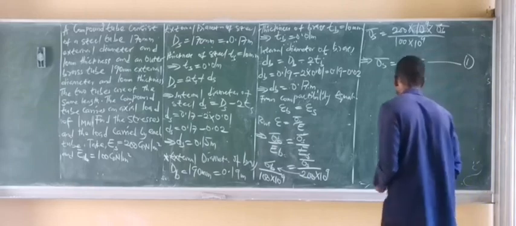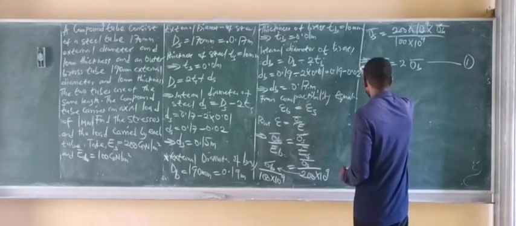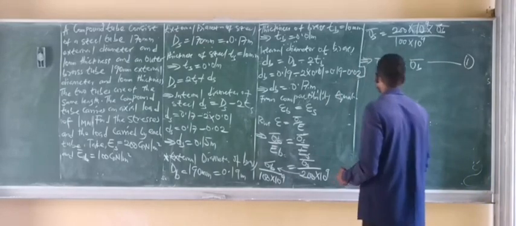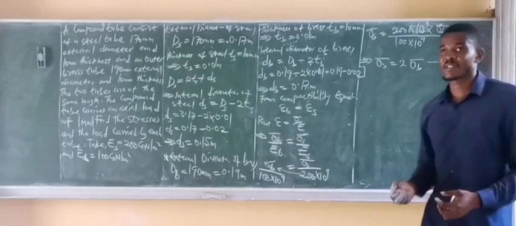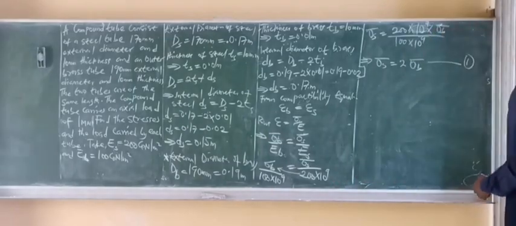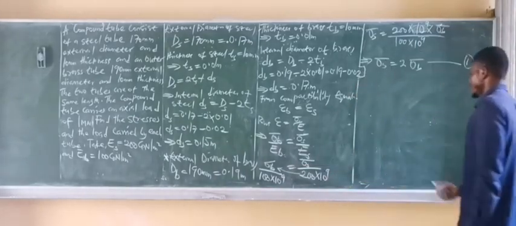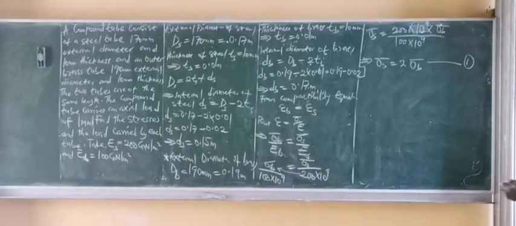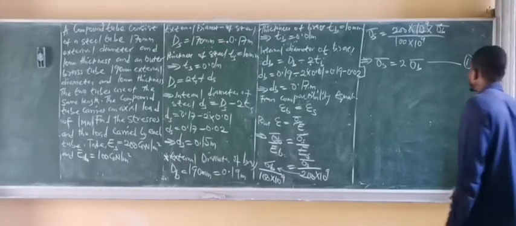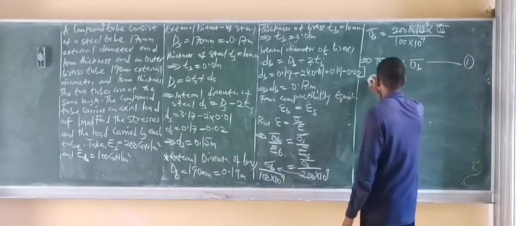The next equation is that from the load equation, are you there? Are you lost? From here, just cross multiply. Okay.